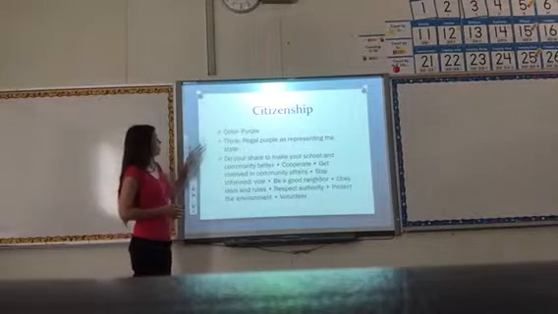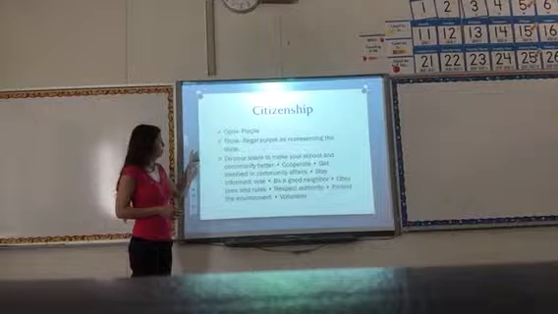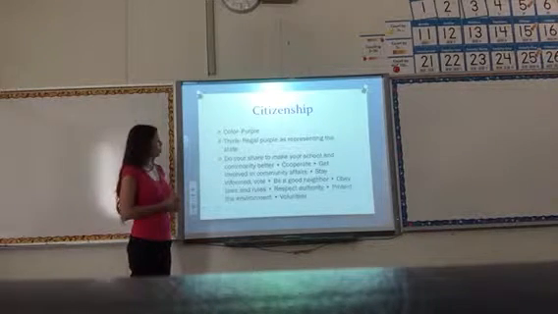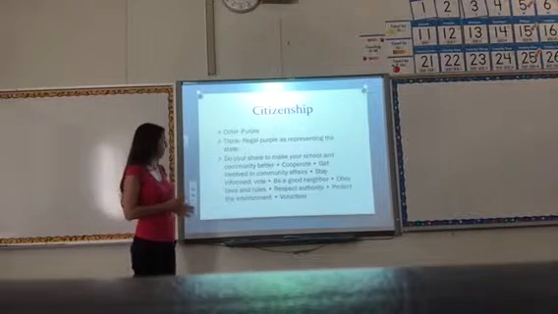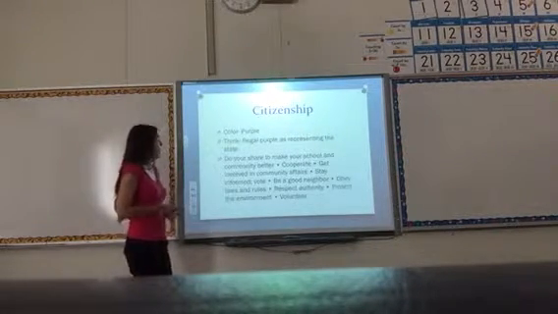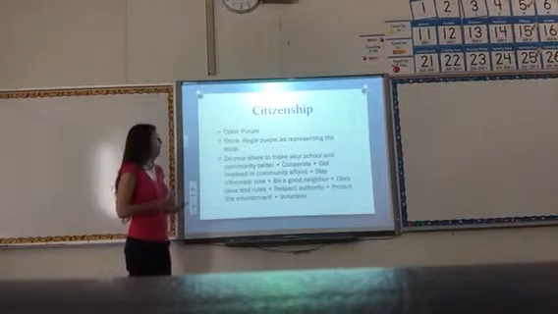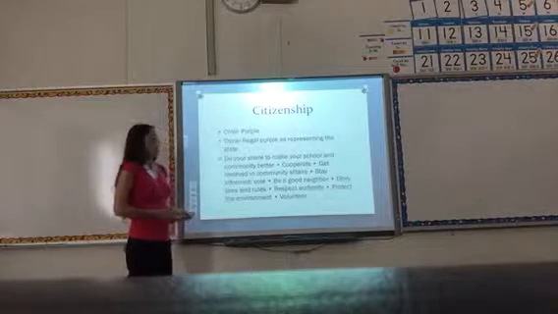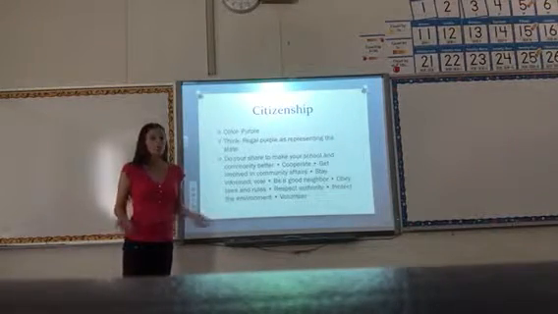And citizenship, the color is purple, and if you think of regal purple as representing the state, do your share to make your school and community better. Cooperate, get involved in community affairs, stay informed, vote, be a good neighbor, obey laws and rules, respect authority, protect the environment, and volunteer.